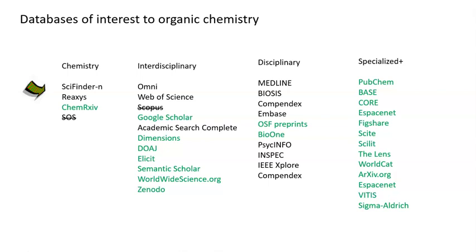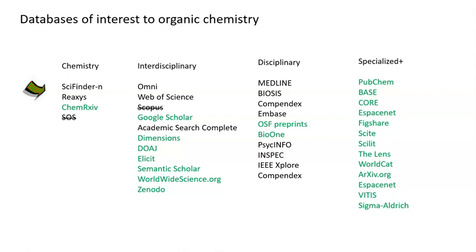There are interdisciplinary databases. Some are open, some are not. Disciplinary databases you may have used in your focus, like Medline, Compendex, PsycInfo. We subscribe to these. They have some chemistry content, but they aren't core chemistry databases. Then there are specialized databases. There are lots of them, hundreds of them.